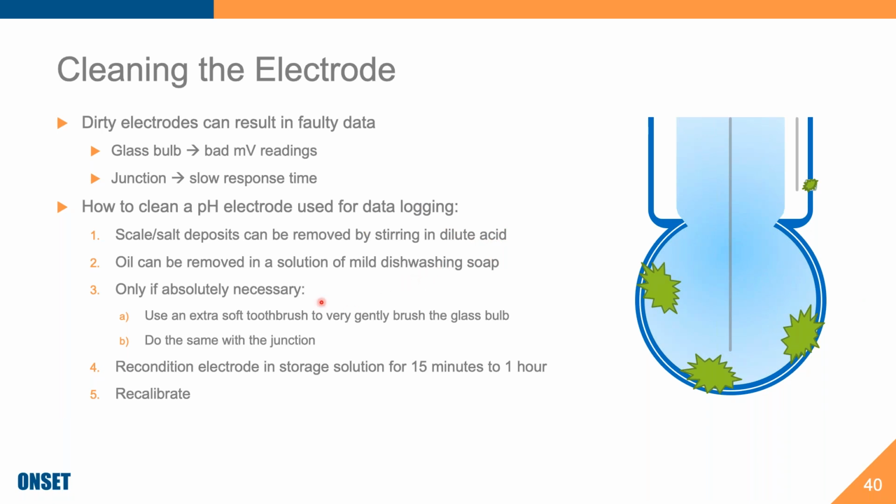Only if absolutely necessary. If for some reason soaking it in an acid or swishing it in some dishwashing soap doesn't work, only if those don't work, then you may want to consider, and I'm very hesitant to recommend this because I come from the laboratory world, using an extra soft brush, think like a toddler toothbrush, to very gently brush the glass bulb. Sometimes it is necessary to do that. If you have to do that with a super, super, super soft brush, then you might be able to get the dirt off, and you might even get the dirt off of the junction, but soaking this in an acid would really help.